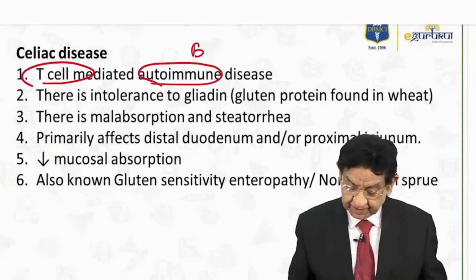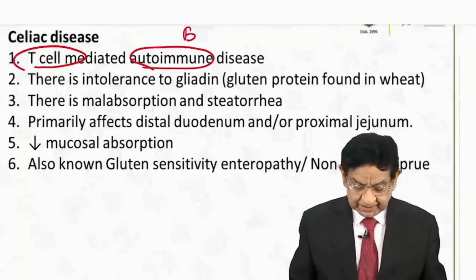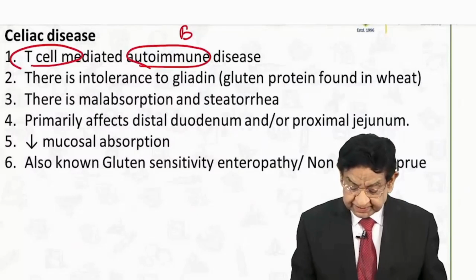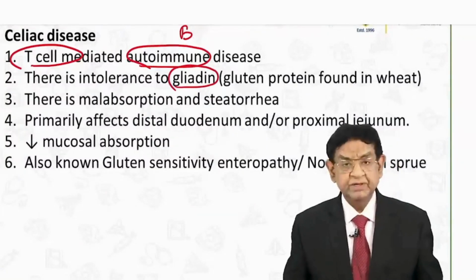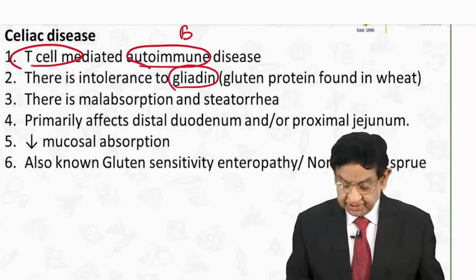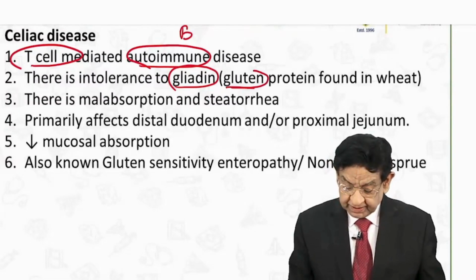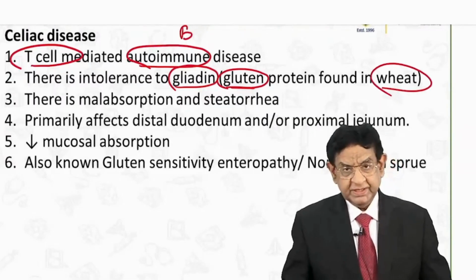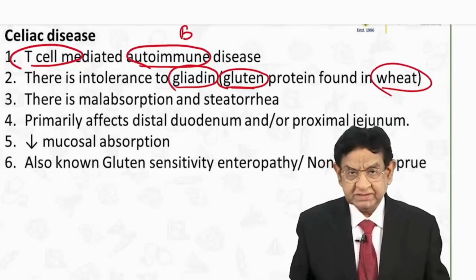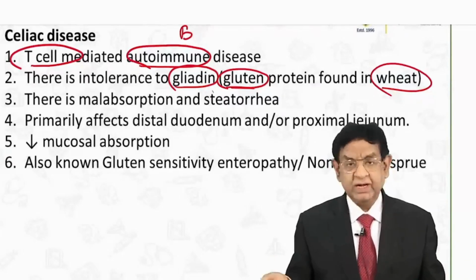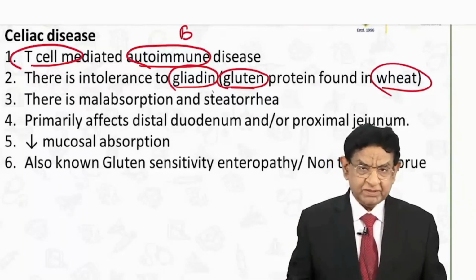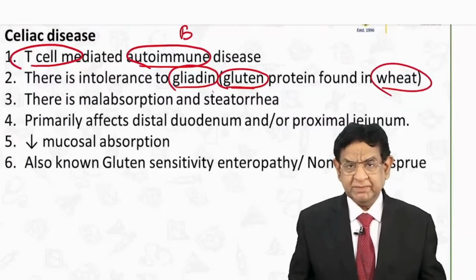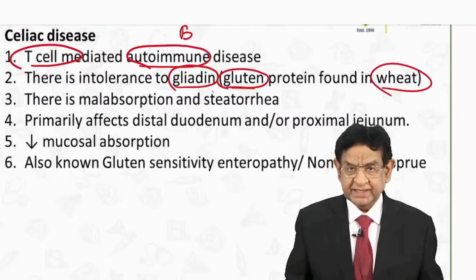Point to be noted. Now what happened? What is the basic problem in this? The patient is intolerant to gliadin. And gliadin is a part of the protein gluten, and it is found in food products like wheat. It means the patient is allergic to the protein gluten or gliadin, which is a part of wheat. Of course, there are other food elements also.